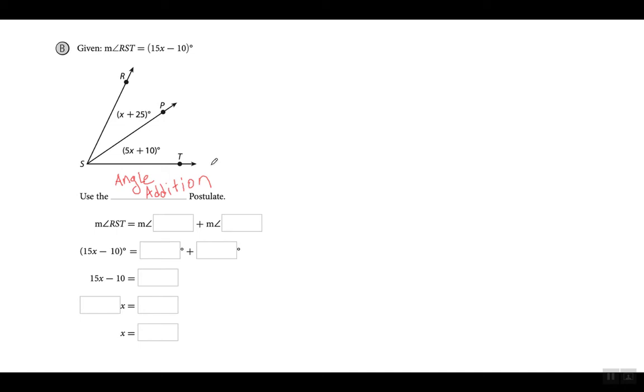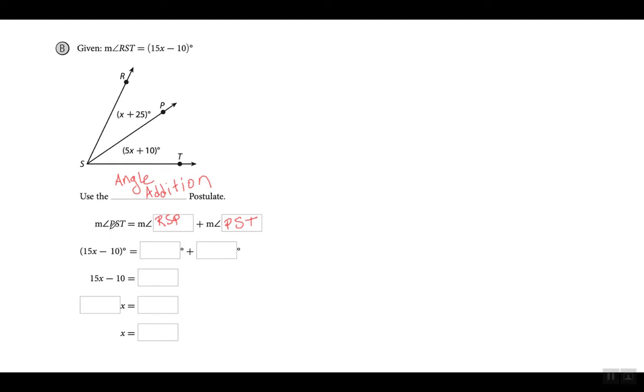The one we did in the previous slide right before this one was the segment addition postulate. How did I know that? Because it involved adding segments. This one involves adding angles. Okay? So the way they're setting it up is that the measure of angle RST, that's the entire angle, the big one, has to equal the measure of angle RSP plus the measure of angle PST. That's this little one right here plus this little one right here.